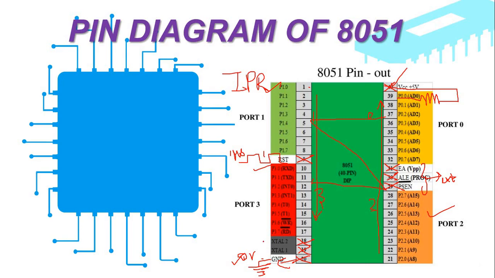Next, we have the oscillator circuit. Why do we have an oscillator circuit? We all know that to produce stable frequencies we use this oscillator circuit. What oscillator are we using here? We are using a crystal oscillator circuit, that is, a ceramic crystal oscillator circuit.